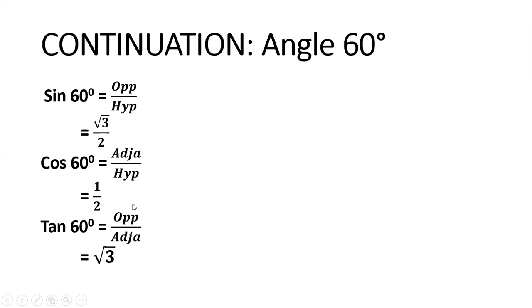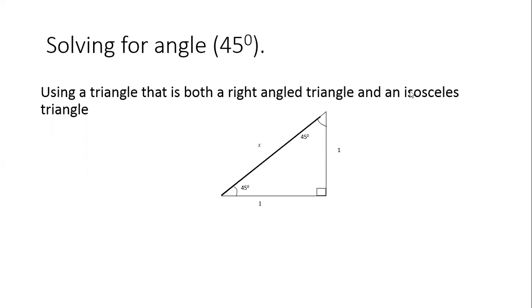For tan 60, which is opposite over adjacent, opposite now is root 3, adjacent is 1. So 1 divided by root 3 will still give us root 3. Now we want to consider the third triangle, which is angle 45 degrees. Considering angle 45 degrees, the only triangle you are going to use that will have that is first a right angle triangle, and at the same time an isosceles triangle.